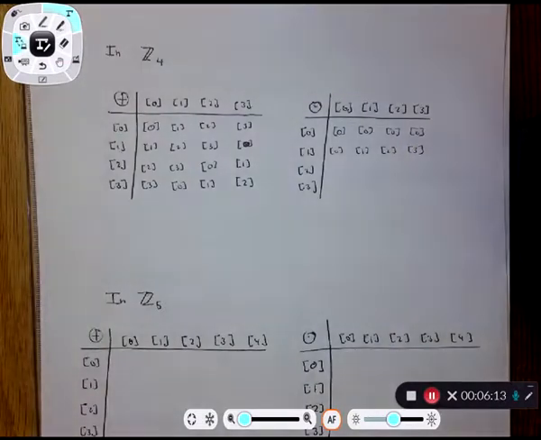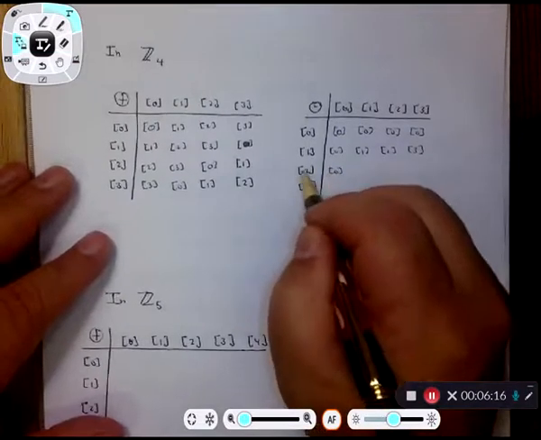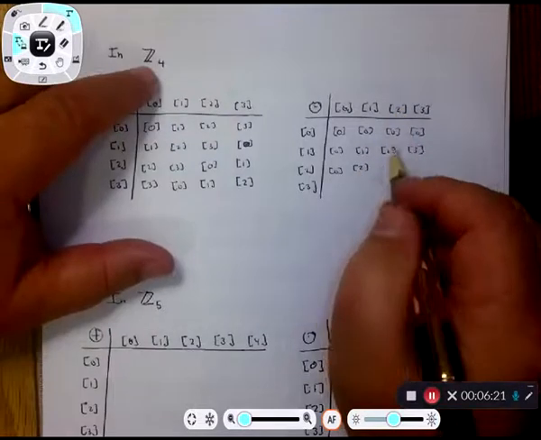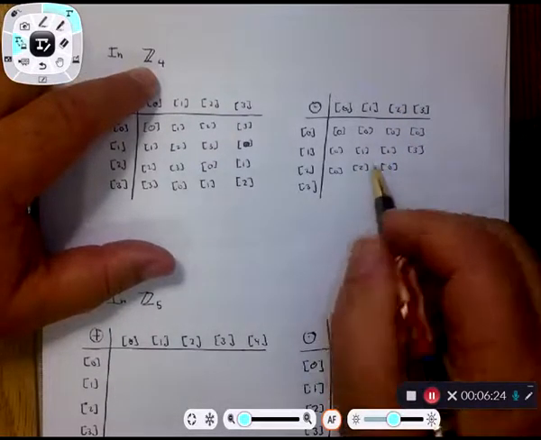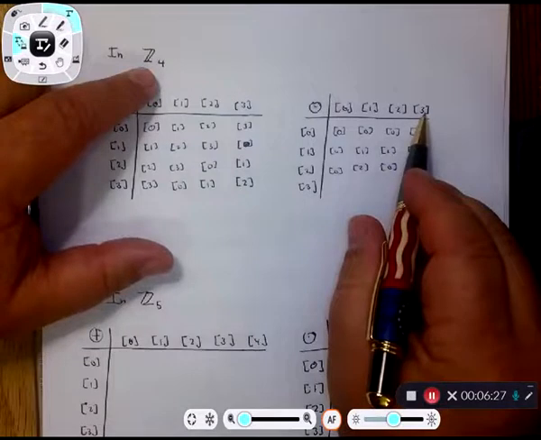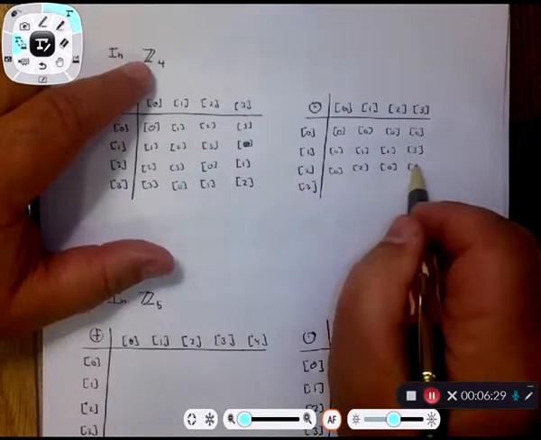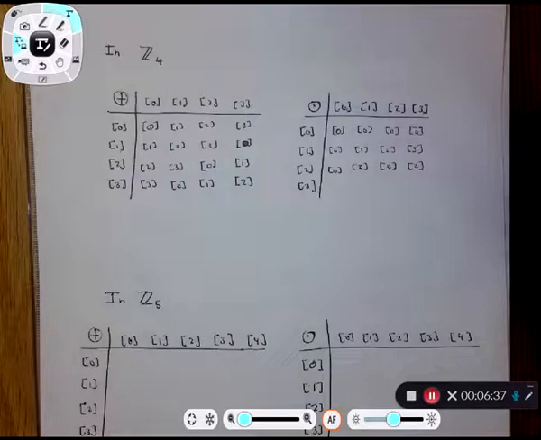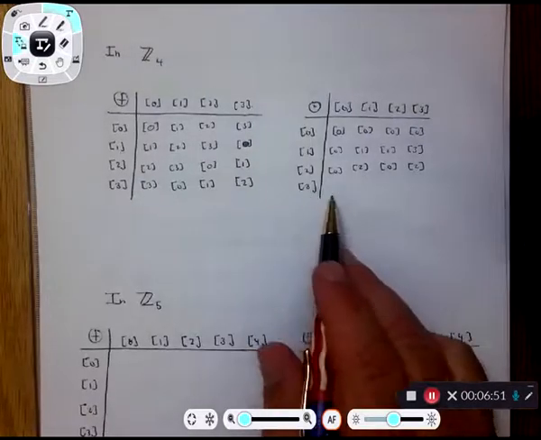What is 2 times 0? Well, that's still 0. 2 times 1 is 2. 2 times 2 is 4, but in Z4, that's equivalent to 0. And 2 times 3 is 6, but 6 in Z4 is back to 2. You can keep subtracting off multiples of 4 until you get a number between 0 and n minus 1. Or you can divide, and the remainder you get would be your equivalence class.